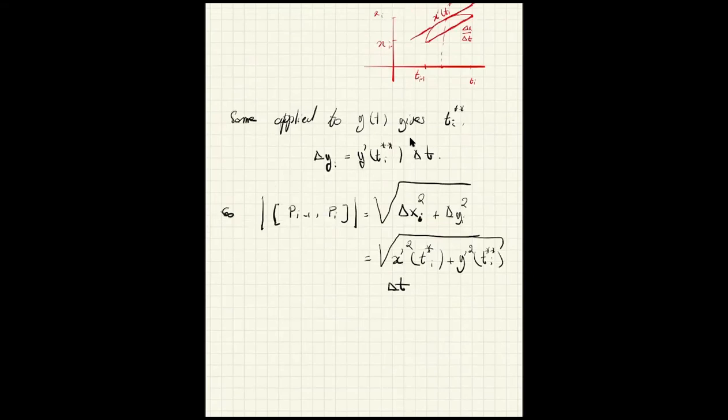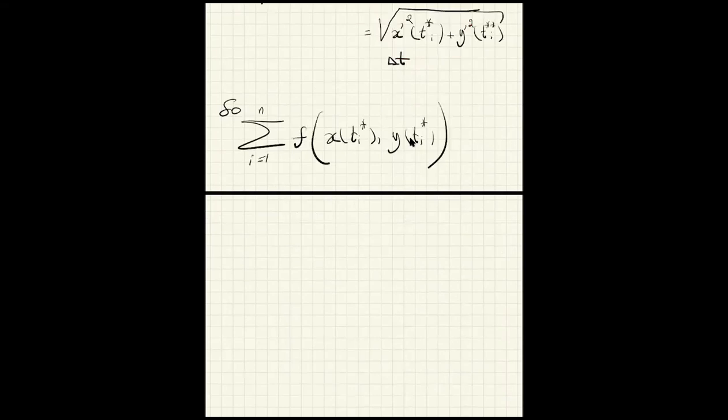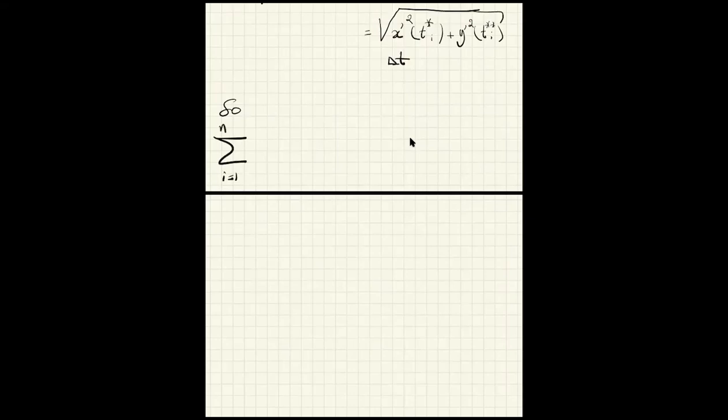Okay, so now we have an estimate for this sum here, which is from i equals 1 to n, f evaluated at the point x(t_i star), y(t_i star), times the length, which will be the square root of this thing.